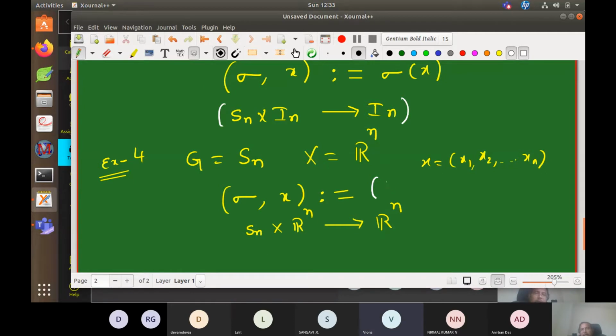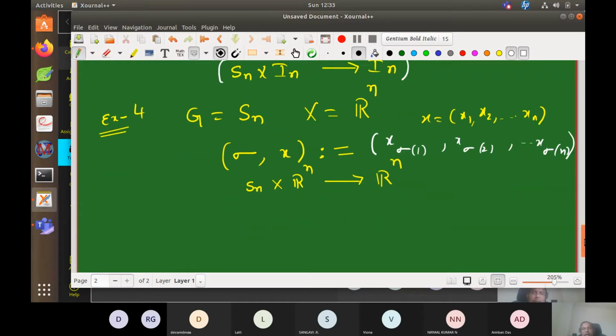x sigma 1, x sigma 2, and so on, x sigma n, right? So clearly it is actually permuting the coordinates. So this map is okay, but your goal is to check whether it is a group action or not. But for that, let us take a simple example first.